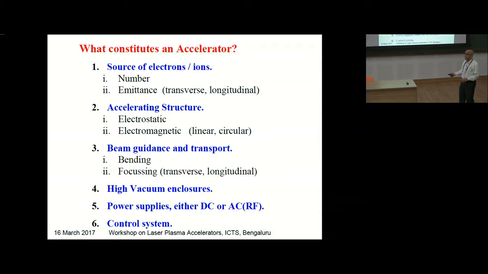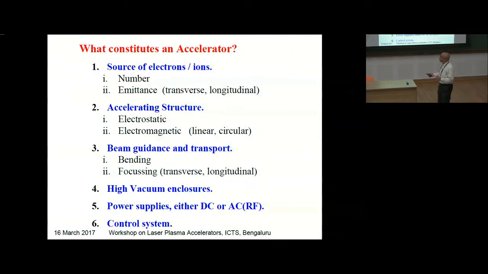For that, you need high vacuum enclosures, because you don't want your beam particles, energetic particles, to hit these air molecules. You need power supplies, either DC or AC, RF, and the control systems. These 6 systems make up an accelerator. And for making a successful accelerator, all of these have to work together.